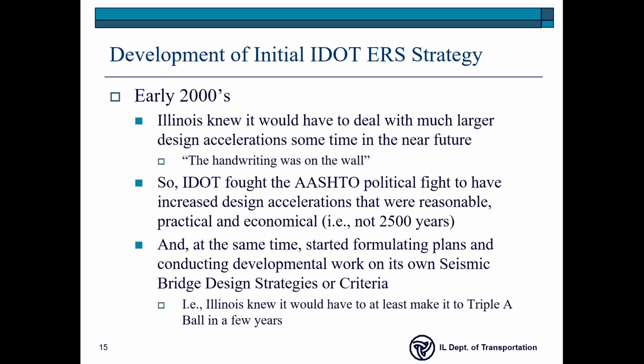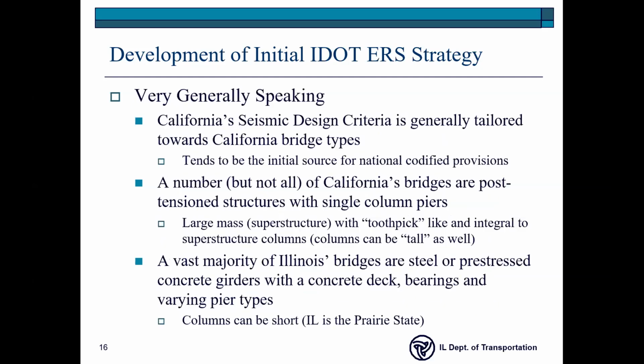So we were fighting our political fight to try and get reasonable new design accelerations that weren't too large, and at the same time we were starting to formulate our own plan. Now, very generally speaking, California's seismic design criteria, and really even the early codes and guide specifications, were tailored towards California bridge types. California has a lot of post-tension structures with single column piers, and Illinois doesn't have hardly any structures like that at all, especially in earthquake-prone regions.